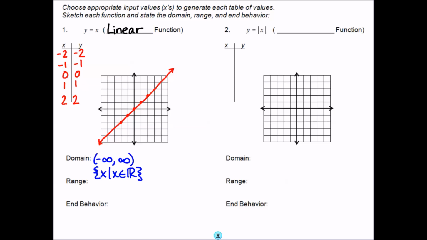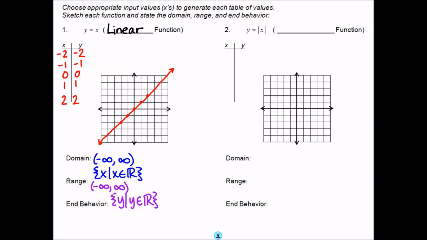Range, we look at how low the graph goes and how high the graph goes. So again, since there's an arrow at the end of this graph, it will continue to go down to -infinity. And the arrow at the other side of the graph means that the graph will continue to go up toward +infinity. And in set notation, this would be y, because we're talking about the range, such that y is an element of the real numbers.